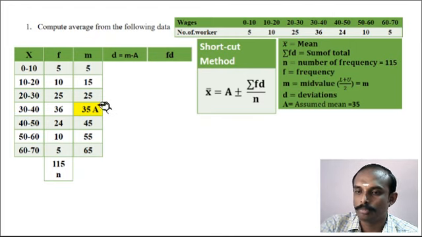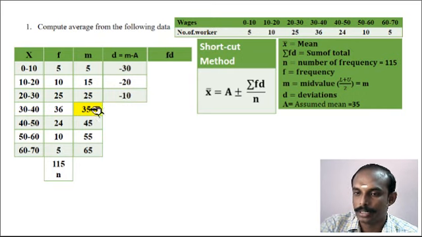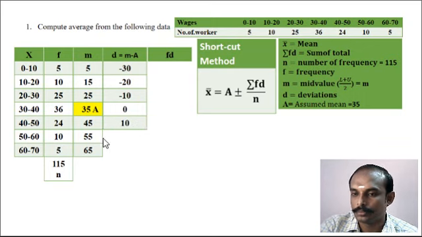So 5 minus 35 is equal to minus 30, and 15 minus 35 is equal to minus 20, and 25 minus 35 is equal to minus 10, and 35 minus 35 is equal to 0, and 45 minus 35 is equal to 10, and 55 minus 35 is equal to 20. Finally 65 minus 35 is equal to 30.